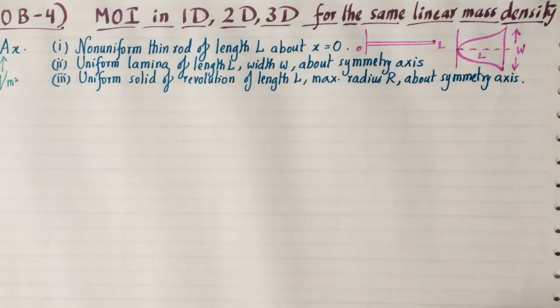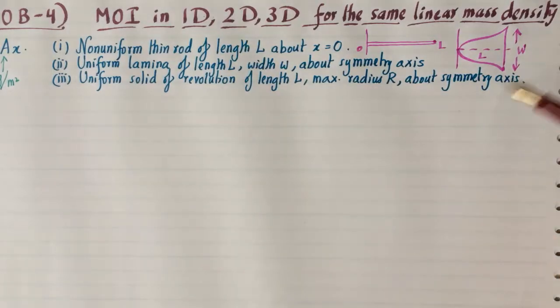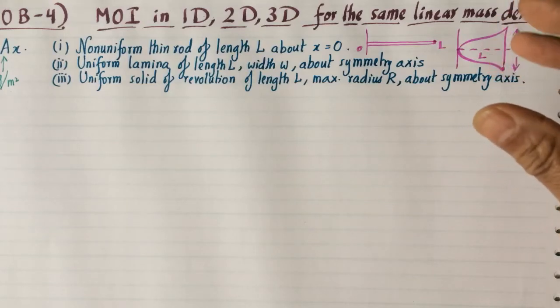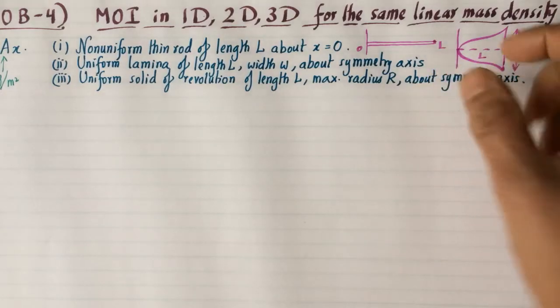The third interpretation that we're going to look at is that it's a uniform solid of revolution of length L and maximum radius R. Imagine that this is rotated about the x-axis, so you get an object that looks like something a woodworker would turn in a lathe, a wood sculpture, and that sculpture has length L and radius R.